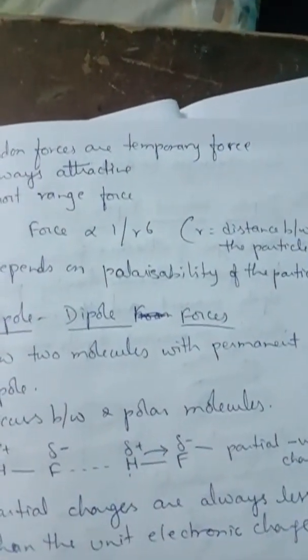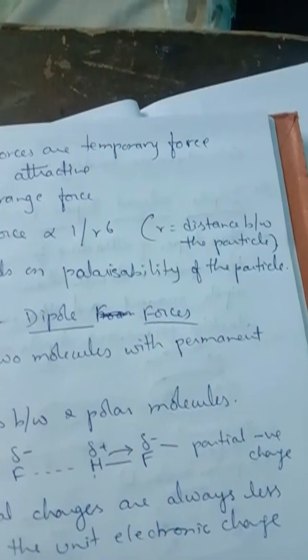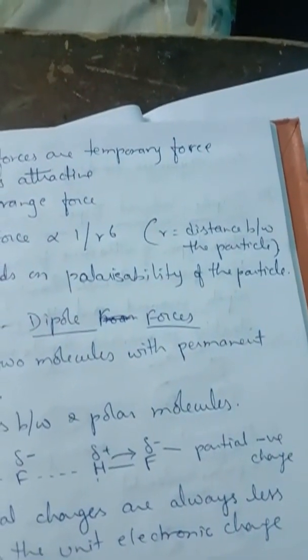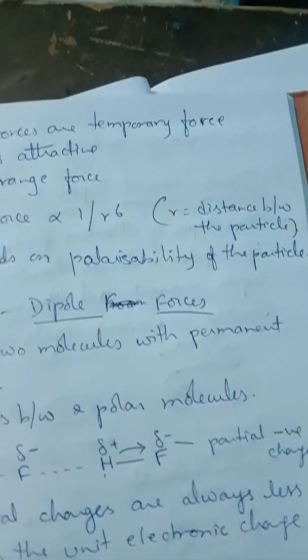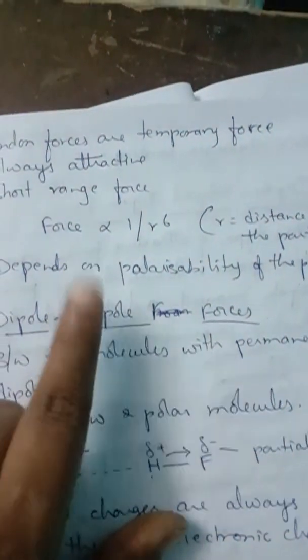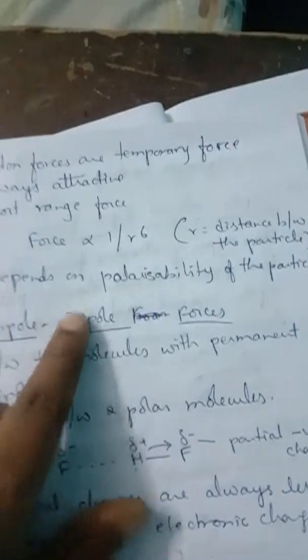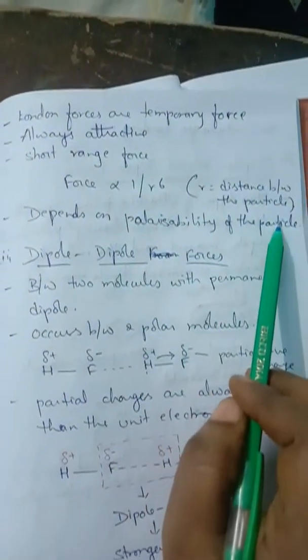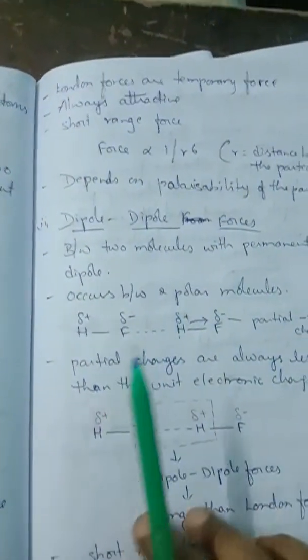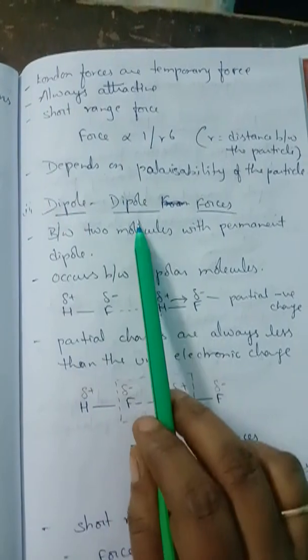These forces are important only at short distance, and their magnitude depends on the polarizability of the particle. Simply, London forces depend on the polarizability of the particle. So this is about London forces. Next comes dipole forces.